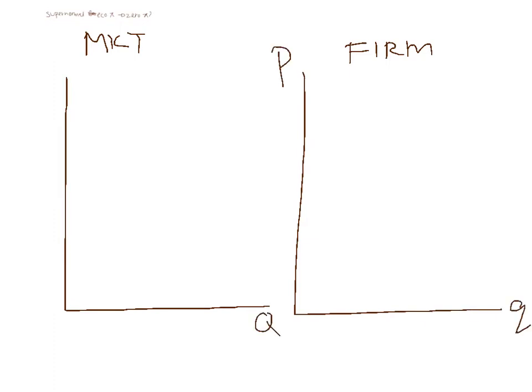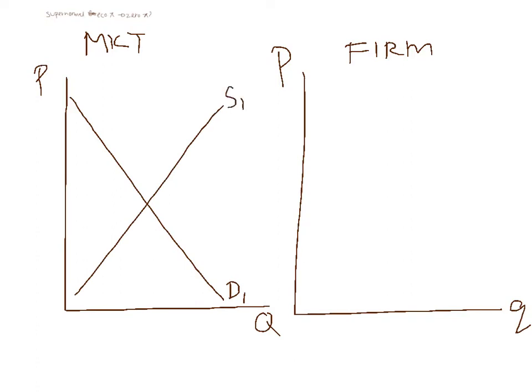Don't forget to label them properly. Demand curve D1, supply curve S1. If you're doing this in the exam, you must then explain what D1 and S1 are. Otherwise, just write demand 1, supply 1. Find your equilibrium. Equilibrium Q1, price P1.